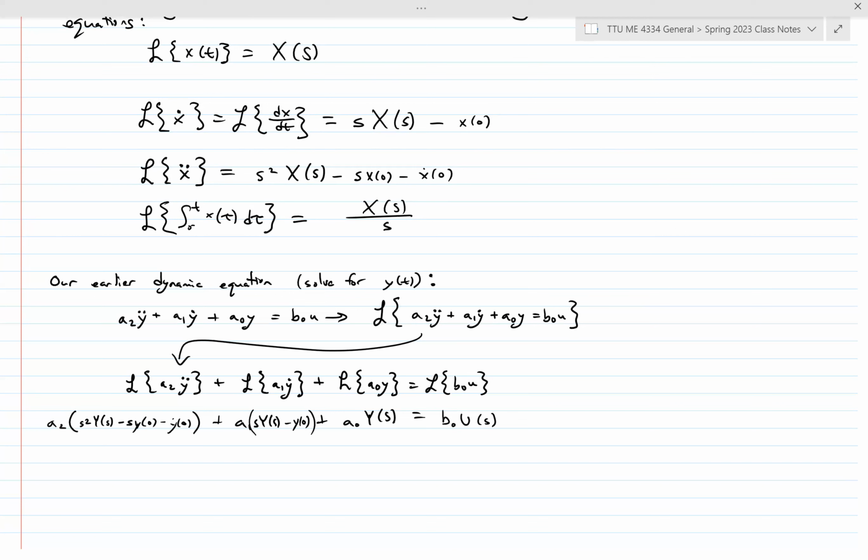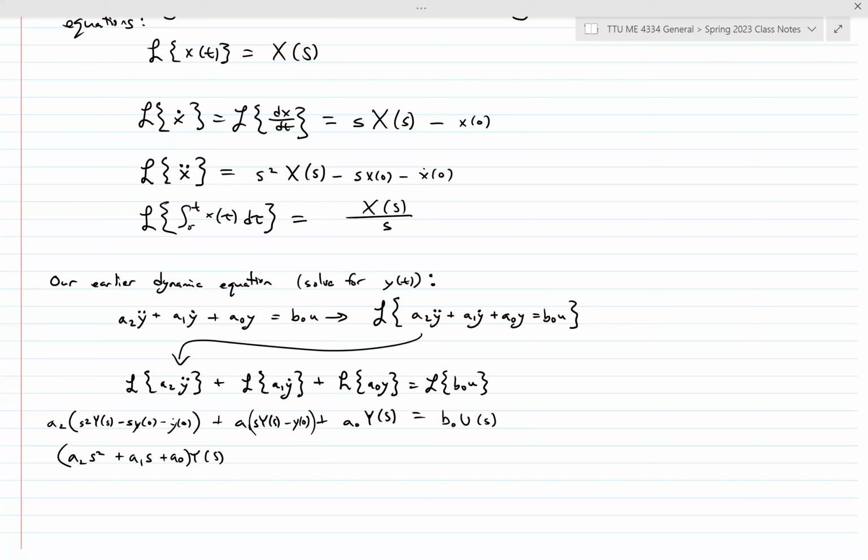We're going to combine all the terms that are multiplied by Y of S, right? So what is multiplied by big Y of S here? A2 S squared, A1S, and then A0, right? That's all Y of S. Really what we would do is we'd break it up step by step. I kind of want to skip over that.